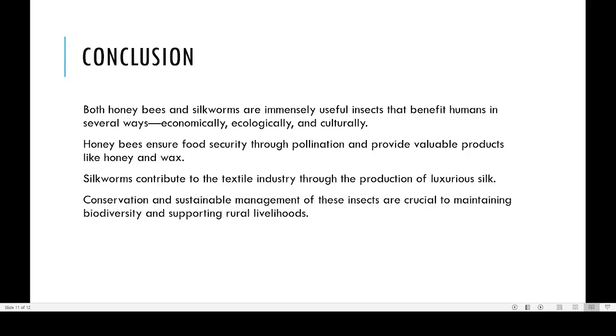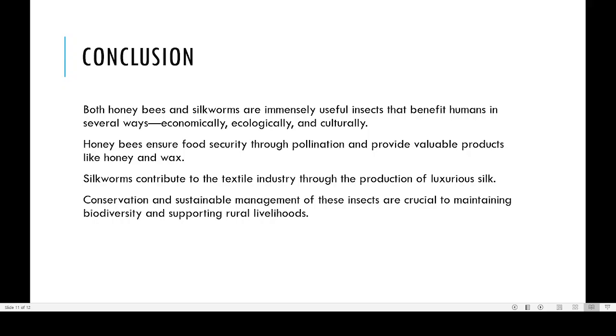Honeybees ensure food security. As I told you, when we think about honeybees, we may think nothing is going to happen to human beings. But that is not how the picture is. If there are no honeybees, after some years, what will happen? All the plants will perish, or they will produce less fruit and fewer grains, and that will lead to food shortage, and there will be a lot of problems, including human deaths. Silkworms contribute to the textile industry through the production of luxurious silks.